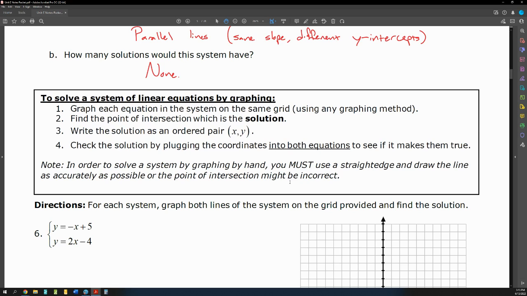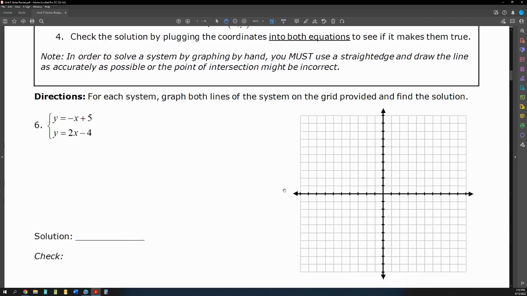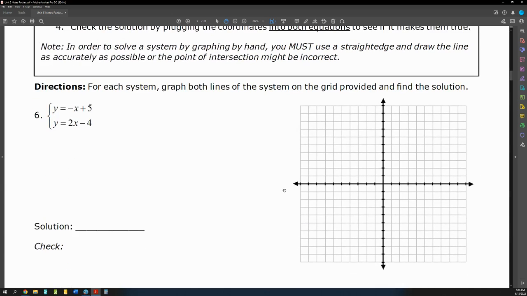We see if those equations are true for both of the equations. A quick note, in order to solve a system of linear equations by graphing by hand, you must use a straight edge and draw the line as accurately as possible, or the point of intersection might be incorrect. So if you're following along with me on paper or on Kami, please make sure that you're using a straight edge or the straight line tool on Kami to graph the line as accurately as possible.